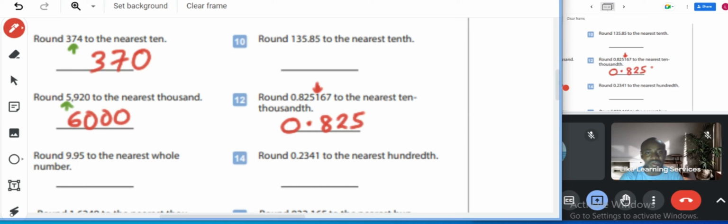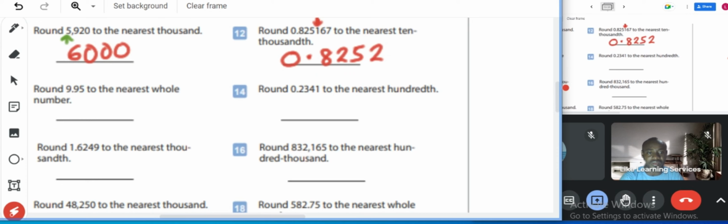So the answer will be 0.8252. When we get to that one, we write 2. Are we going to write 00? Yes. No, we don't write 00 after the decimal point. If the number is after the decimal point, you don't write the 00. So it's just 0.8252. Right? Yes. The number is after the decimal point, so we don't write it. Okay, let me see another one we can look at.